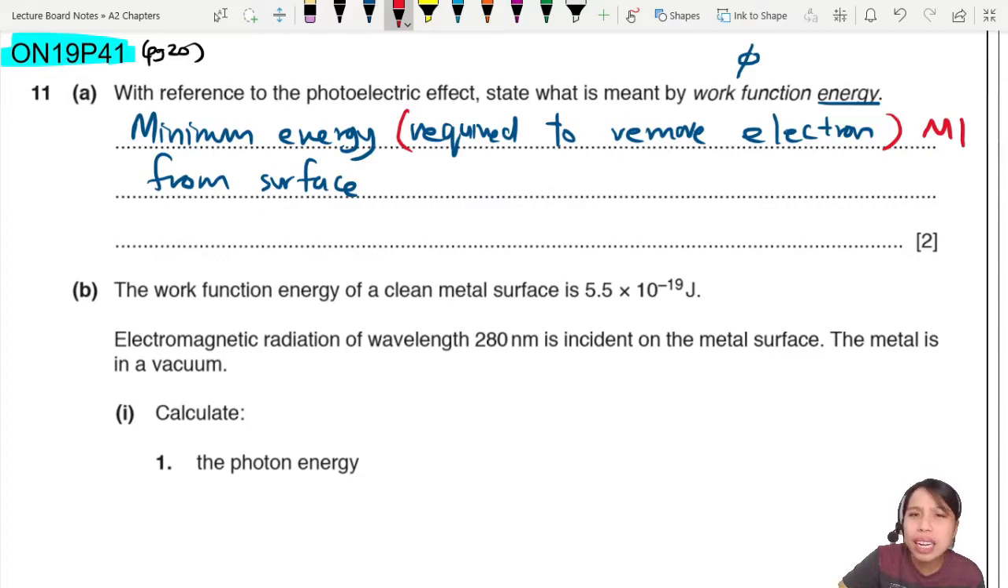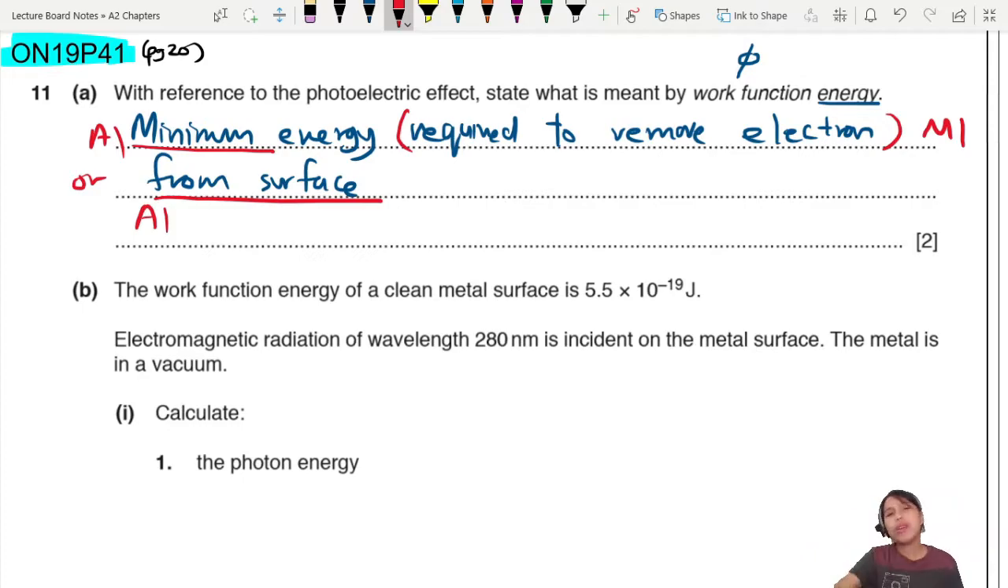Now the other mark can come from many places. One example is you talk about minimum energy. That's possible, 1 mark. Or you can say remove electron from surface. That could be 1 mark also. But you can get 2, so you choose which one you want. Okay, so note, this work function energy is different for each element. Sodium, zinc, aluminium, every one of them has a different work function depending on their atomic structure, electrons, and all those things. So just need to know it's different for each element.